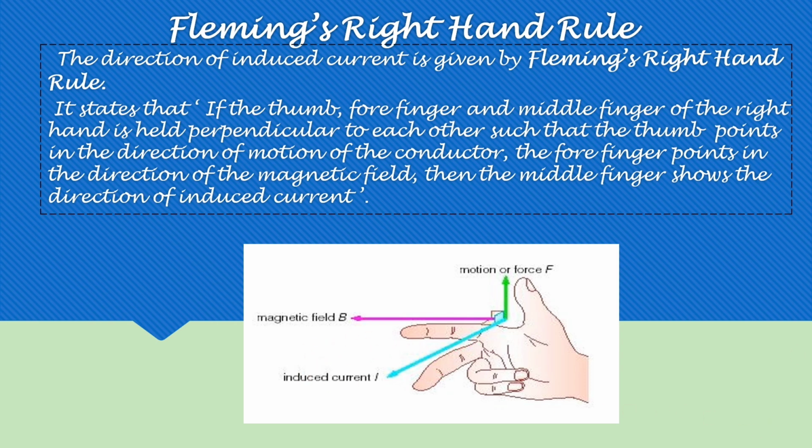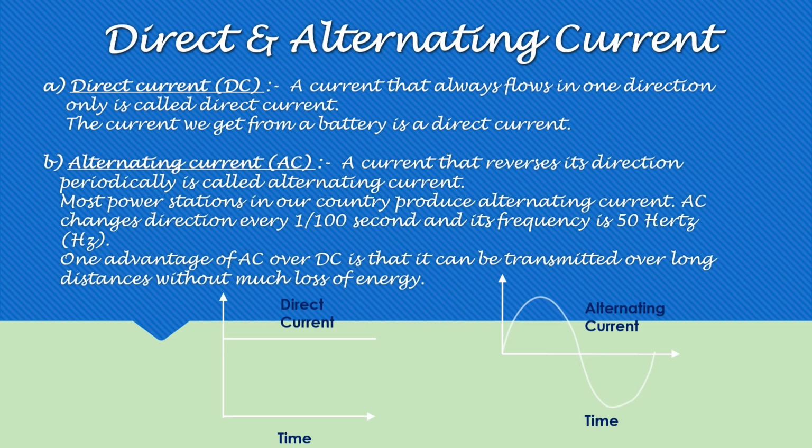Direct and alternating current. Here, first we are going to see the direct current, that is the DC. This current that always flows in one direction with time is called the direct current, and this direct current we get from a battery. Next we are going to see the alternating current, that is the AC. This current reverses its direction periodically with time. It is called alternating current.